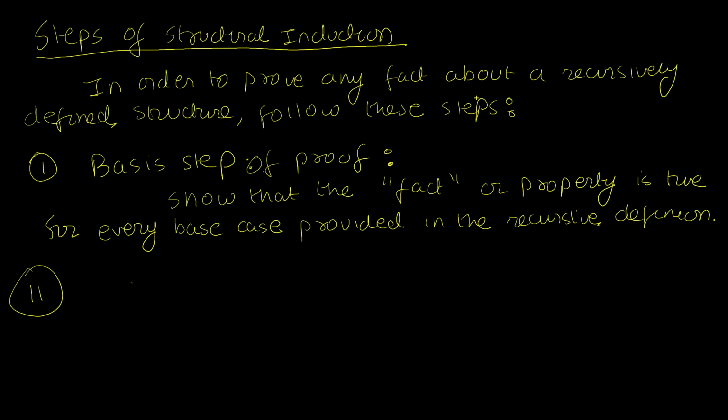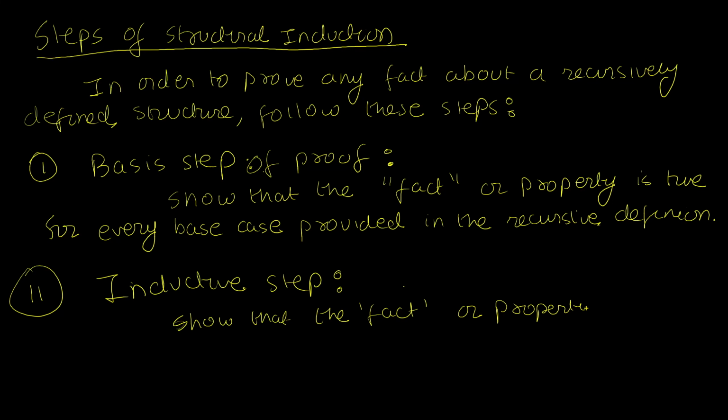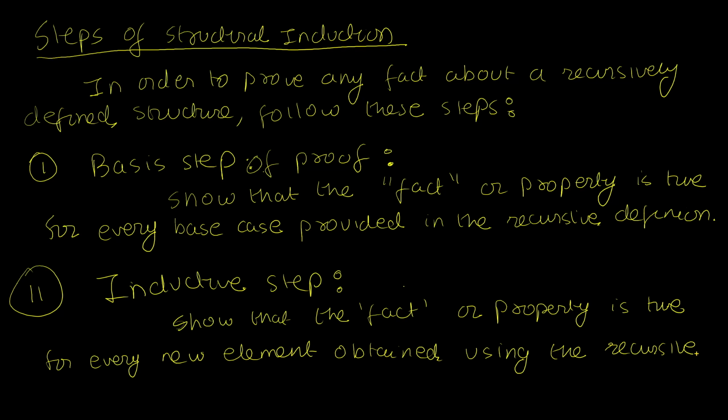Now in this context, when I'm trying to prove a fact about elements generated by that recursion, I want that particular fact to be true for all new elements generated by the recursive definition. Therefore, the second step, the inductive step of my proof, involves showing that the fact or property is true for every new element generated using the recursive definition. And this just means that we need to prove that if we take existing elements and apply the recursive definition, the new elements that we get should also follow the fact or the property.